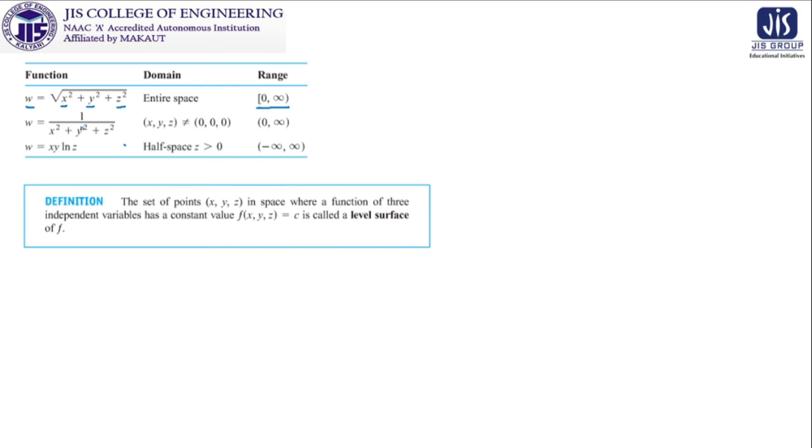So what is stated over here is that the set of points x, y, z in space where the function of three independent variables has constant value. The concept is the same, only the concept is enhanced from two variables to three variables, and then it is called the level surface of f.